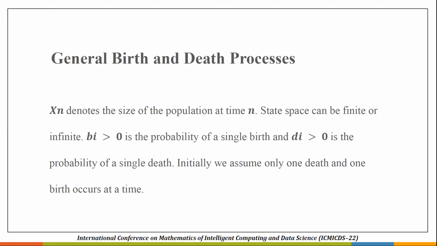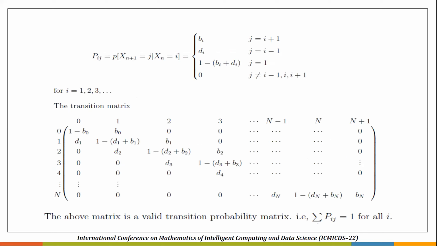Now let us consider what are general birth and death processes. Let Xn denote the size of the population at time n, and the state space can be finite or infinite. Bi greater than 0 is considered as the probability of a single birth at state i, and Di greater than 0 is the probability of a single death at state i. Initially we assume only one death and one birth occurs at a time.